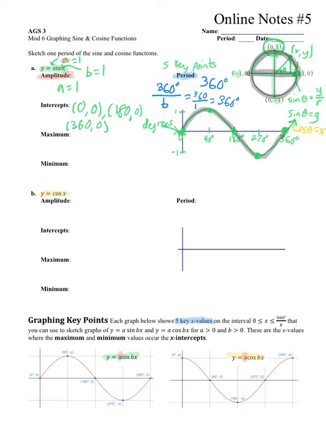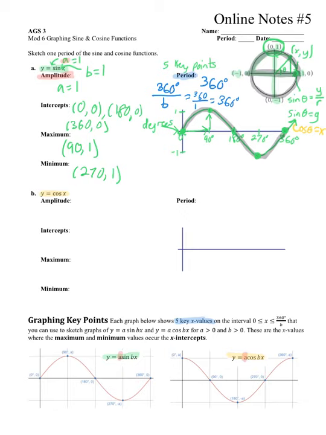The maximum value in this case is going to be (90, 1). It's just like looking at a graph. We go across the x-axis to 90, up to 1. Okay, (90, 1). And then the minimum value is (270, -1). So whenever I ask you to find the 5 key points, that's what I would be referring to, the 5 key values. Okay, for the cosine function, very similar to the sine function.